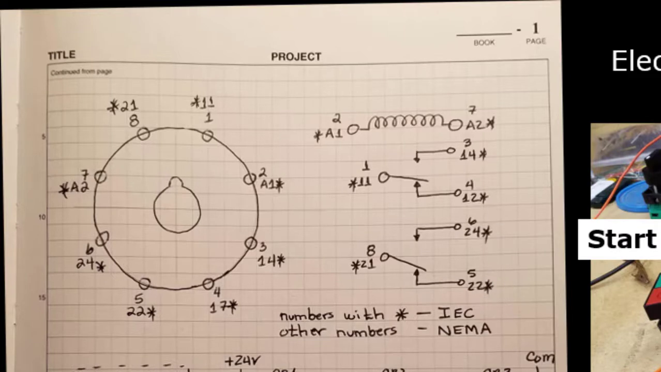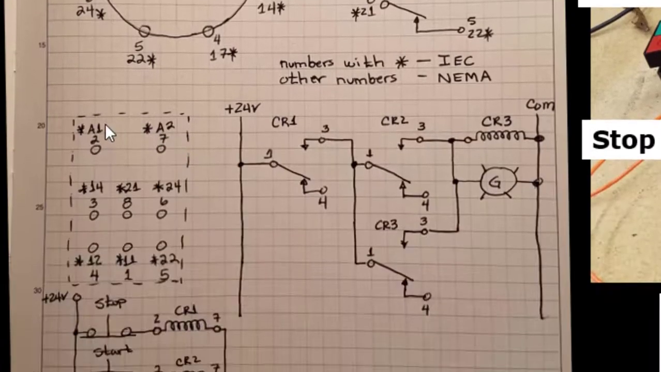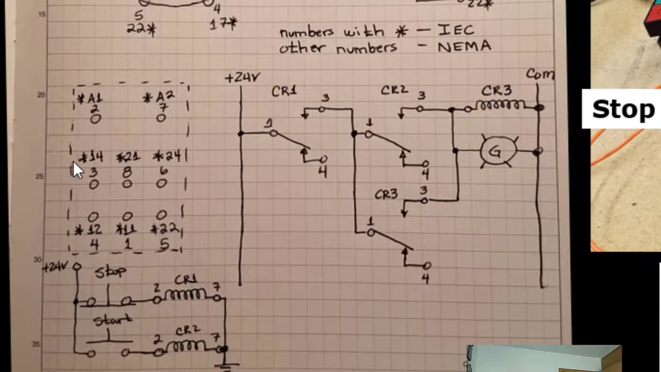I also sketched the socket that I was going to be using. And this is a top view of the socket that I'll be using. And you can see I labeled also the terminals and the numbers on that socket. Now the two numbers, I made a note here that the numbers with the asterisk are IEC numbers and the other numbers are NEMA numbers. I'll talk briefly about that shortly.